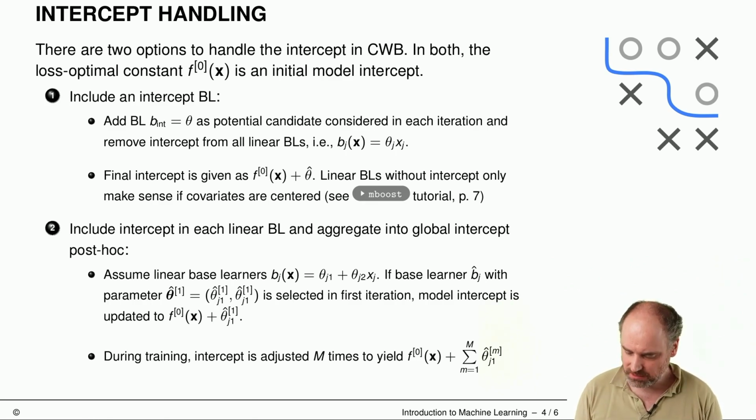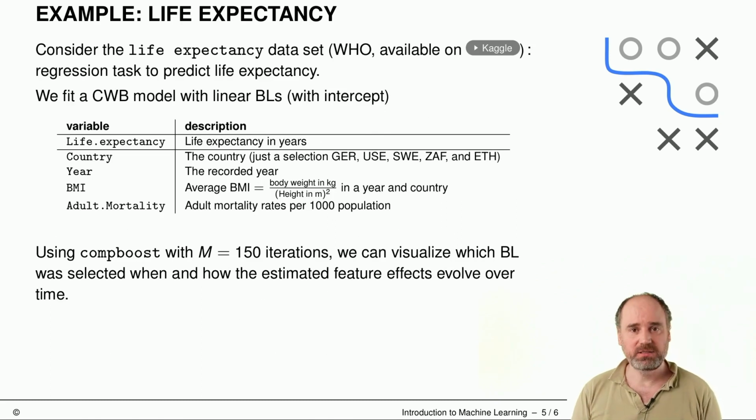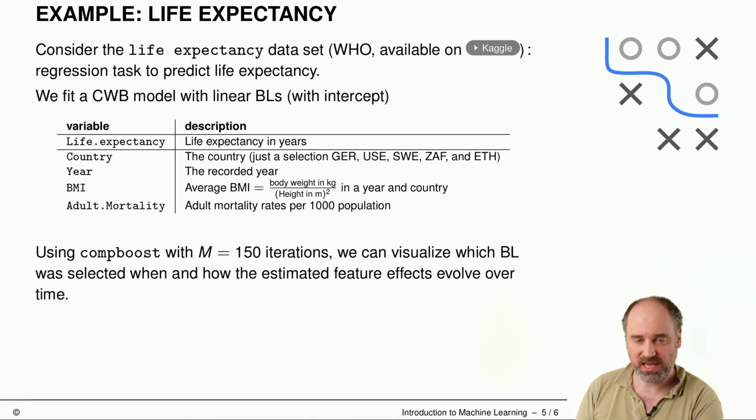And that's basically it. I now want to end with a longer example where we look at all of these different aspects of component-wise boosting in more detail. So we have used the life expectancy data here. That's a data set from the WHO, also available on Kaggle. I think we have simplified this a little bit here. So we are mainly looking at life expectancy as an outcome.